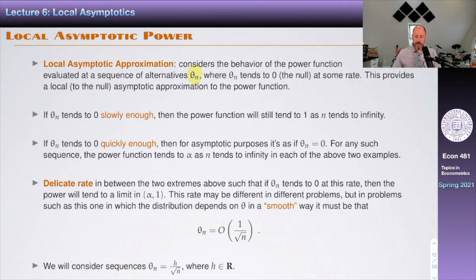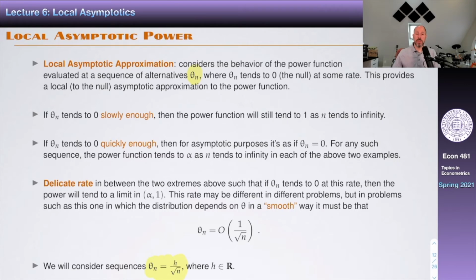Well, it turns out that, I wrote here, there's a delicate rate in between these two extremes, such that if theta n tends to 0 at this rate, then the power will tend to a limit in (alpha, 1). And this rate may be different in different problems, but in problems such as the one that we are considering here that are so-called smooth, the rate is just 1 over square root n. So the sequence that we're going to consider are theta n equal to some number h divided by square root n.